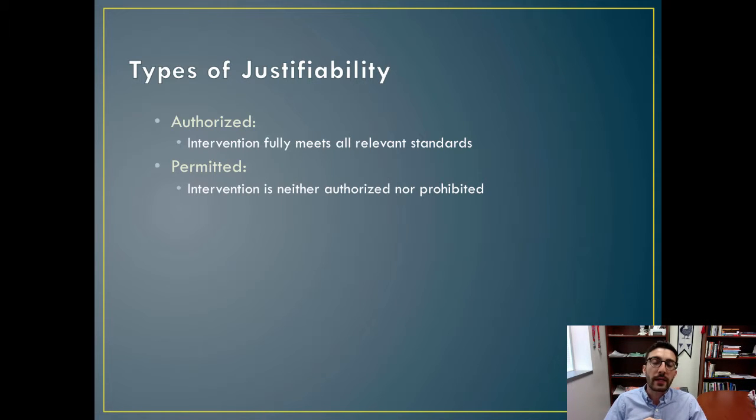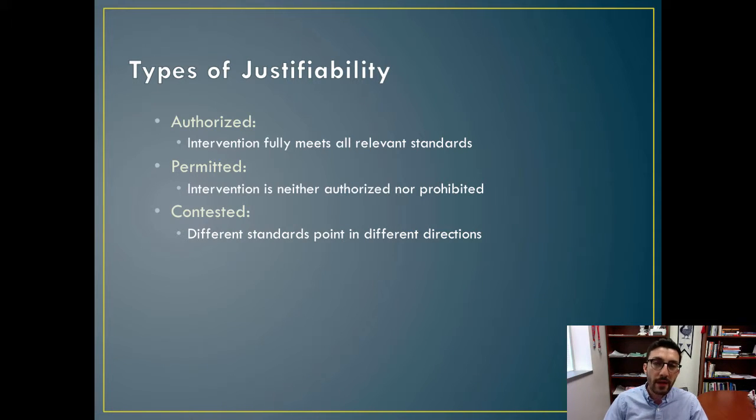Taking a step down from that, it's also possible that humanitarian intervention can be merely permitted. And this is where intervention is neither authorized nor prohibited. So in this kind of situation, you may have actors that are actively speaking up against or objecting to the use of humanitarian intervention for one reason or another. That doesn't mean that they are correct, but they are lodging some kind of complaint about whether this is allowable, and therefore there's some kind of dissension within members of the international community, so it could be permitted even though there's some objection to its use in this particular context.